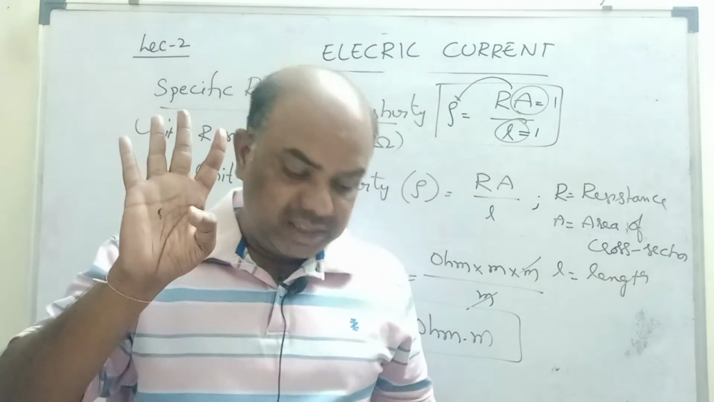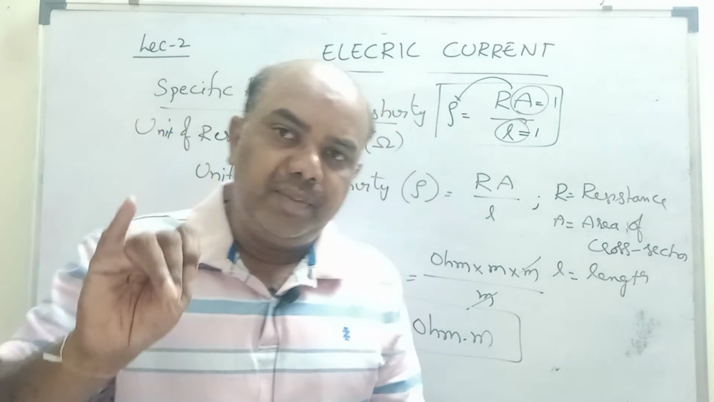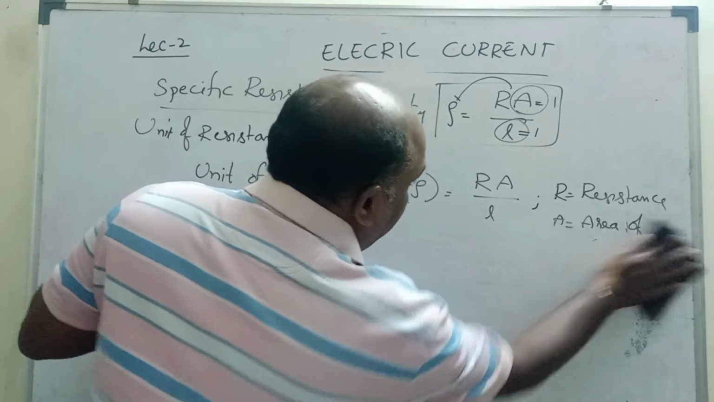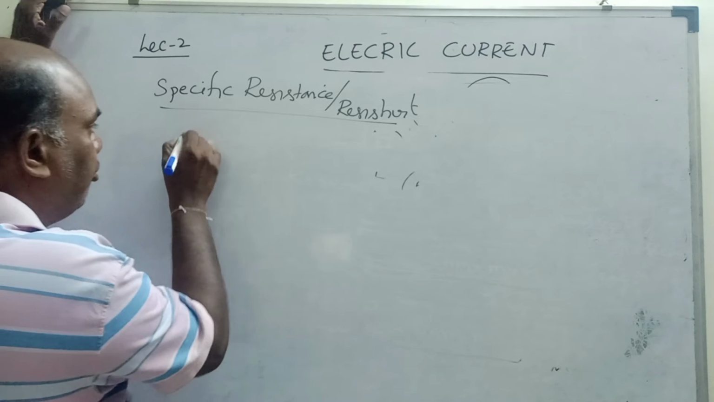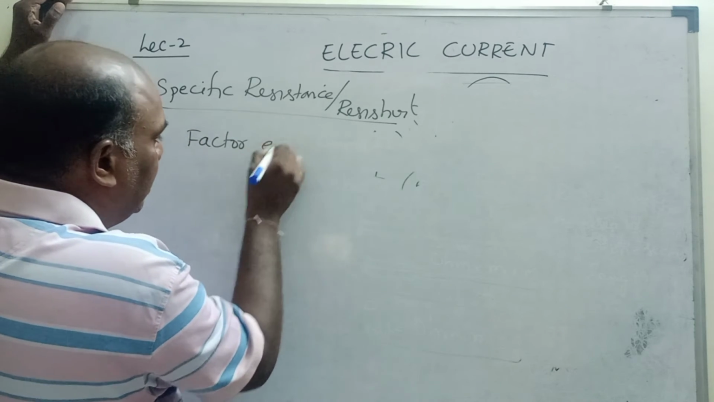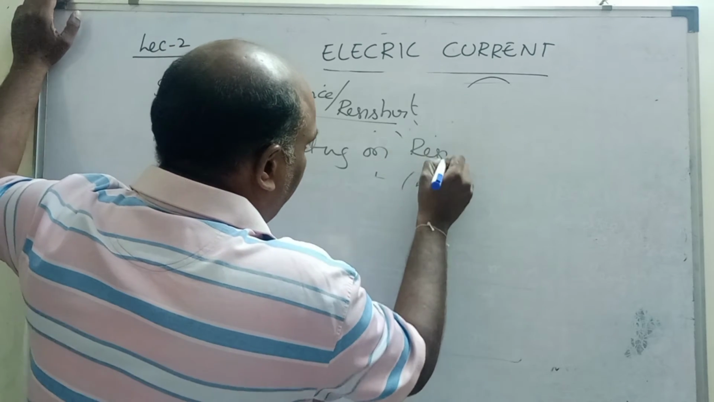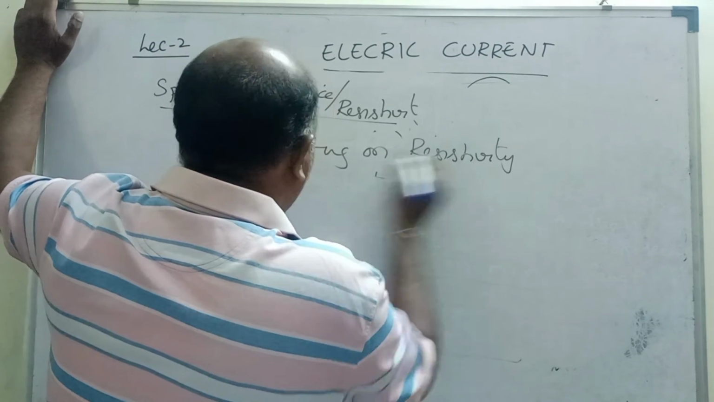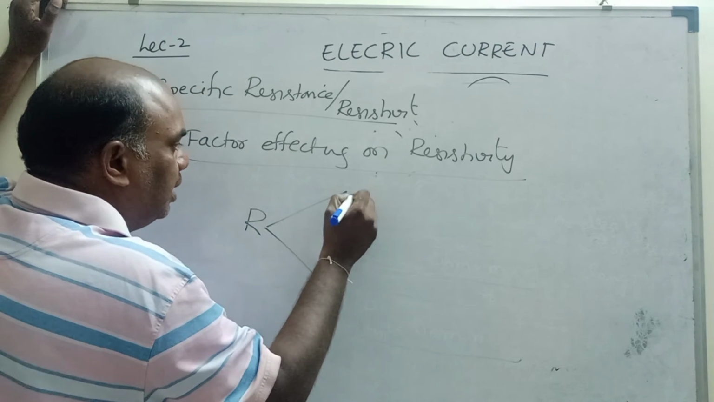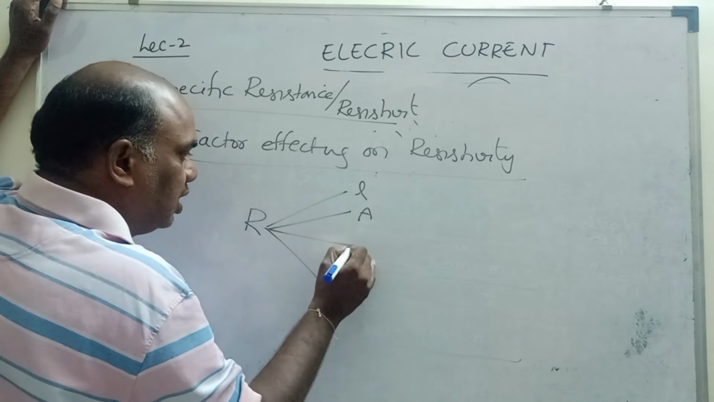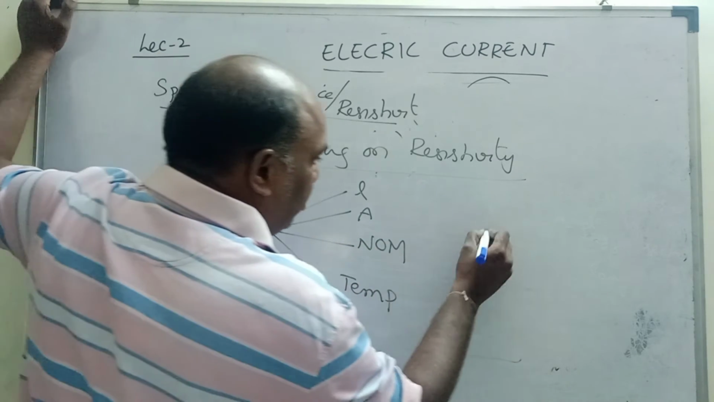Resistance depends on how many factors? 4 factors. What are they? Length, area of cross section, nature of material, and temperature. Now we will see the factors affecting resistivity. Once again I will remind you, resistance depends on how many factors? Number 1, length. Number 2, area of cross section. Number 3, nature of material. Number 4, temperature. Now we will see resistivity.